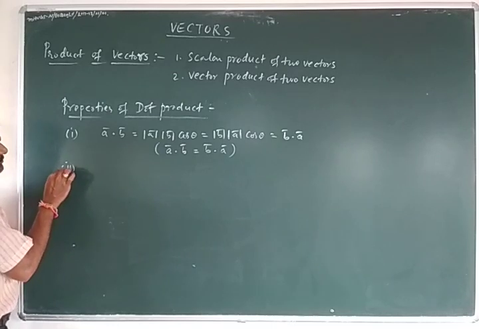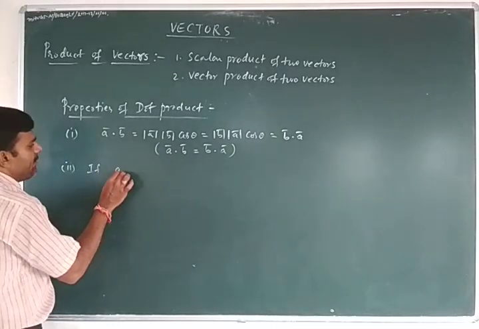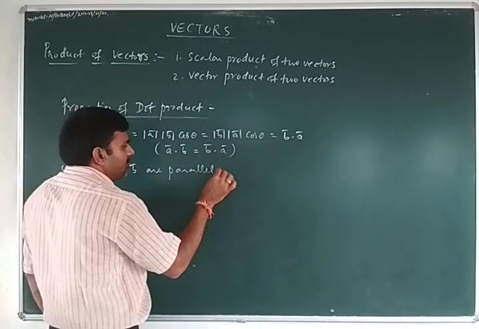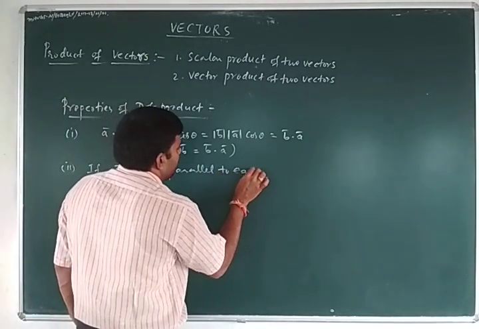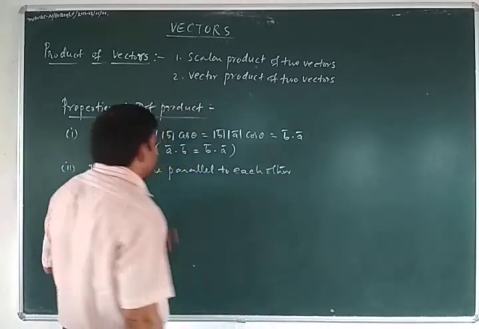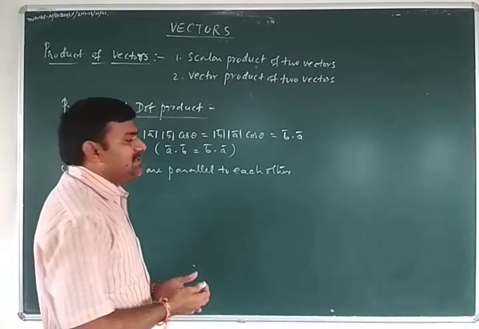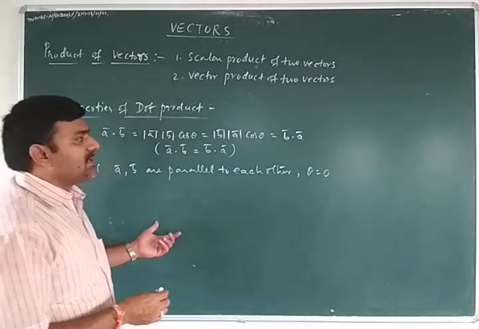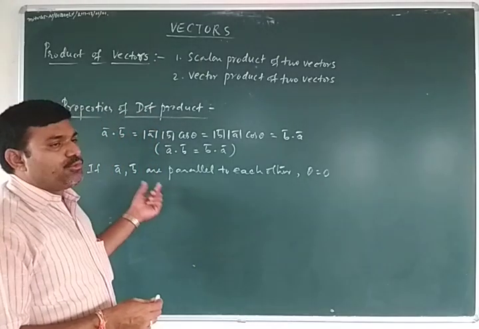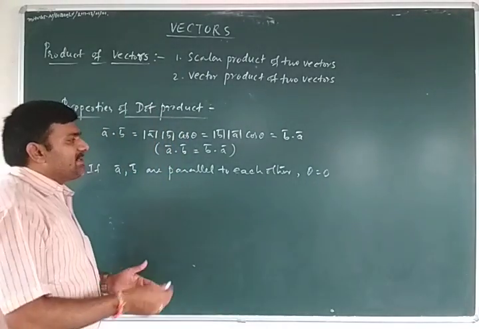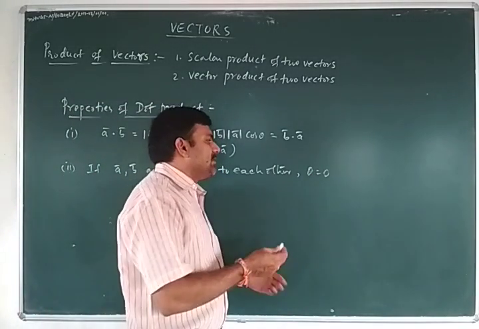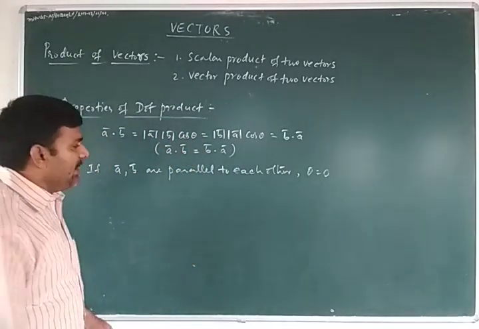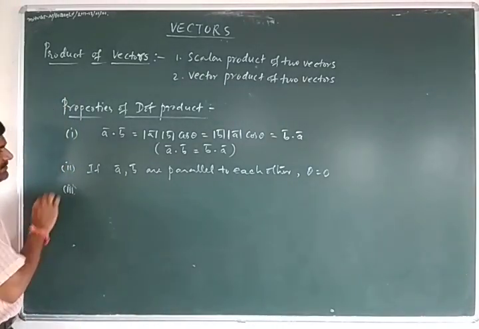Next, the second property. Suppose A bar and B bar are parallel to each other. Two vectors being parallel to each other means the angle between them is 0, so theta is equal to 0. They are collinear vectors, lying on the same line. We say this with an if and only if condition: theta is equal to 0 if and only if A bar and B bar are parallel to each other, that is, collinear vectors. Next, one more, the third point.